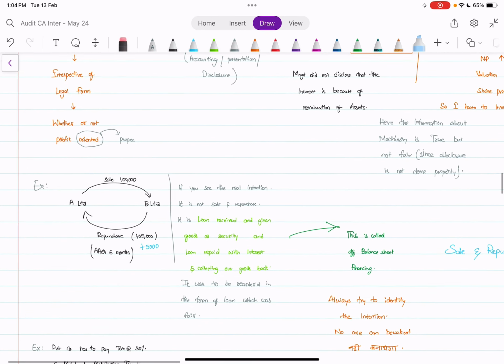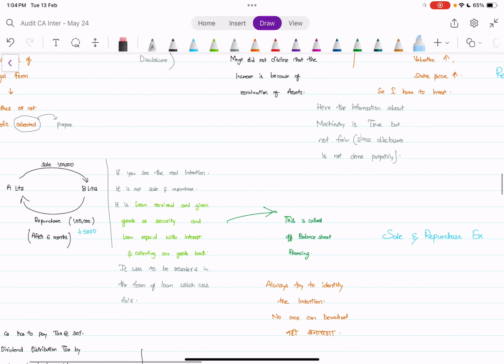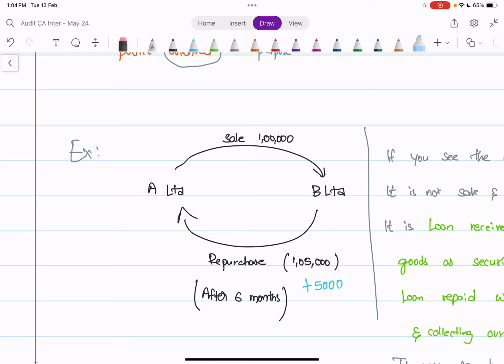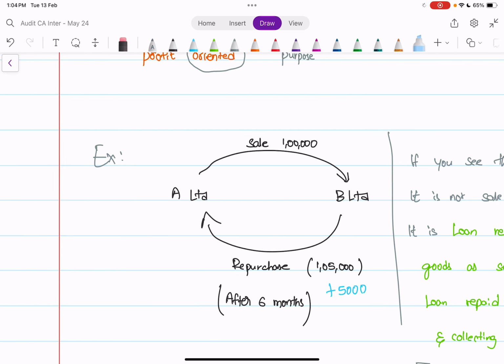Let us go on to the next example. This is relating to sale and repurchase. I have sold goods of rupees 1 lakh and I have bought goods of rupees 1 lakh 5,000 after 6 months. What does this primarily look like? It looks like a sale and repurchase. But what actually has happened is he has taken a loan of rupees 1 lakh and he has repaid the loan with interest of rupees 5,000 after 6 months. And the goods are security for the transaction.